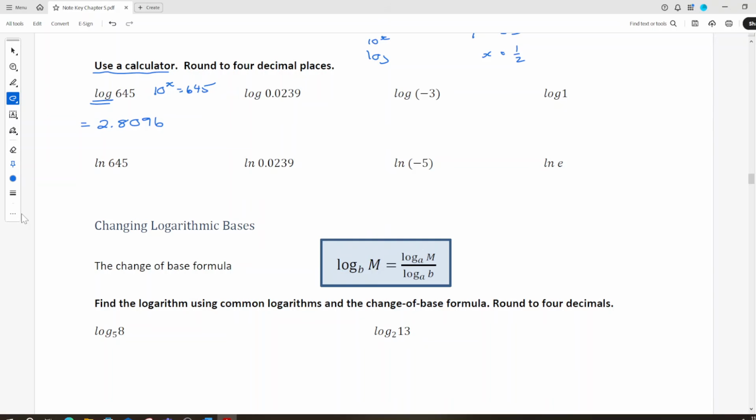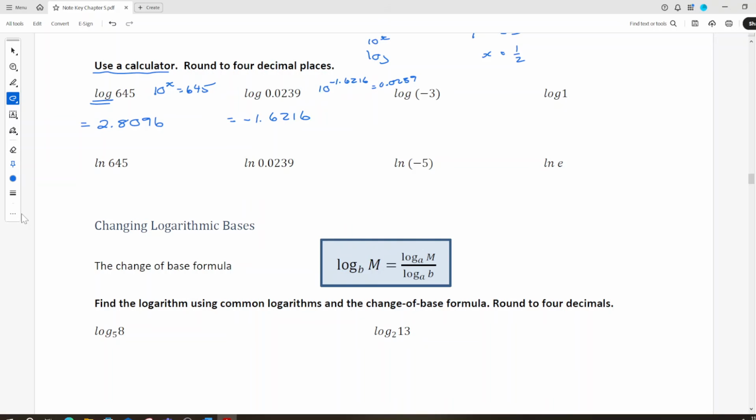So then what if I type in log of 0.0239? I get, ooh, weird, a negative number, negative 1.6216, which means 10 to the negative 1.6216 is equal to 0.0239. Does that make sense? Do I get a fraction or something less than 1? Yeah, well, because I'm negative exponent, this is 1 over 10. So 1 divided by 10 to the 1.6216 would give me this less than 1 number.